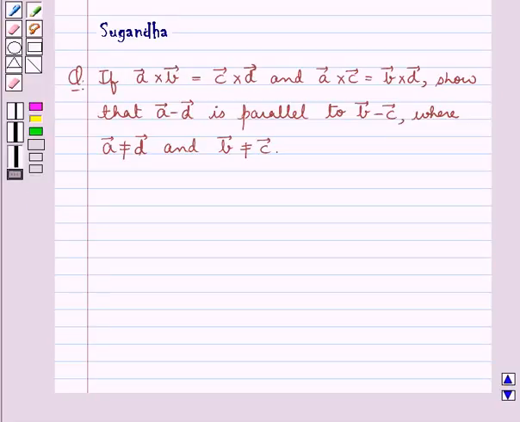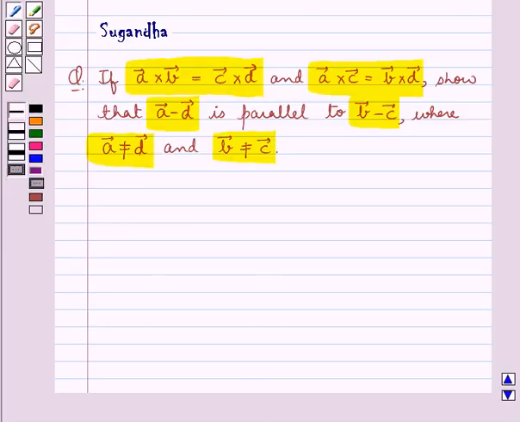In this session, we discuss the following question, which says, if vector A cross vector B is equal to vector C cross vector D, and vector A cross vector C is equal to vector B cross vector D, show that vector A minus vector D is parallel to vector B minus vector C, where vector A is not equal to vector D, and vector B is not equal to vector C.